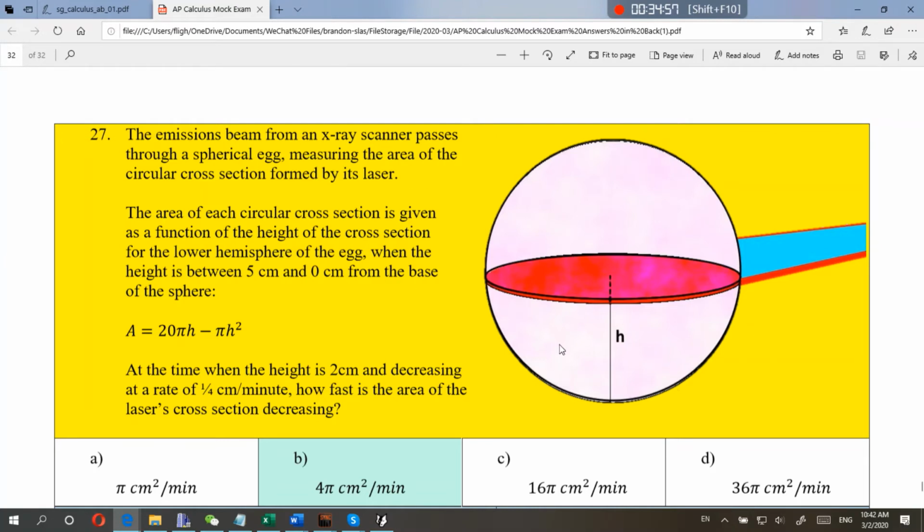We're continuously getting cross-sections between 0 centimeters and 5 centimeters for height. Our area is 20 pi h minus pi h squared for any one of those heights. At the time when the height is 2 centimeters and decreasing at a rate of 1/4 centimeters per minute, I want to know how fast the area of the cross-section is decreasing.